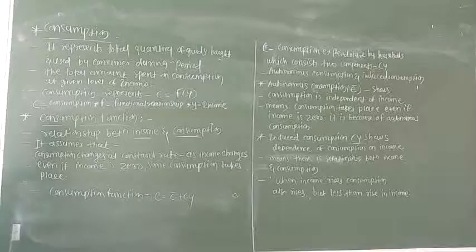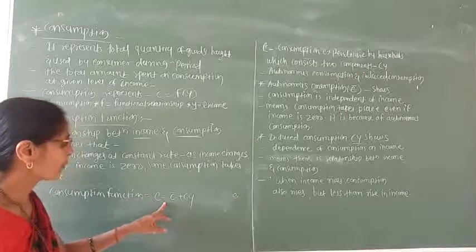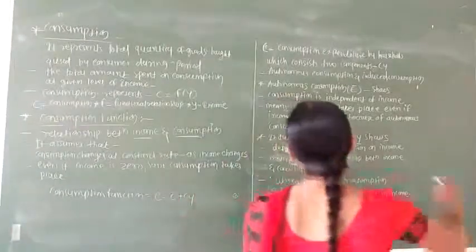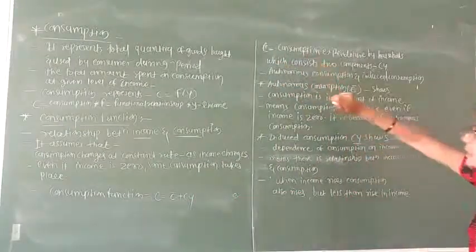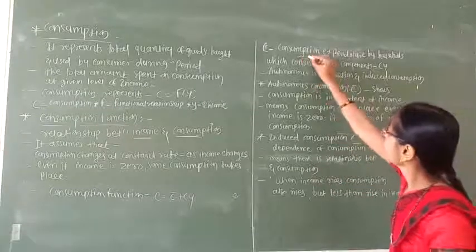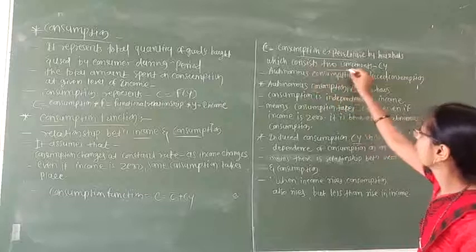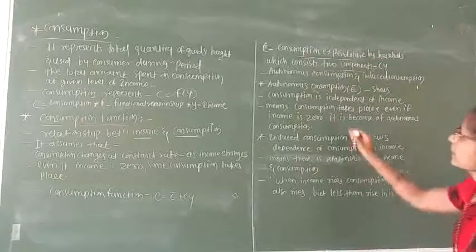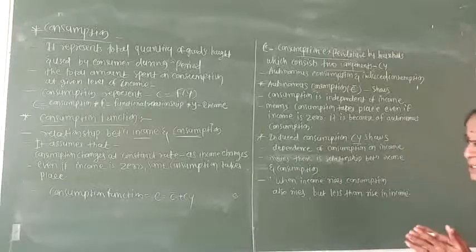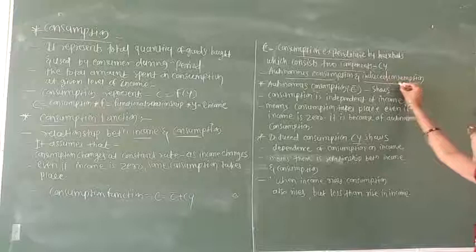The consumption function is represented as C equal to autonomous consumption plus induced consumption. Here C means the consumption expenditure by the household, and this consumption expenditure by the household consists of two components. The first one is autonomous consumption and the second one is induced consumption.